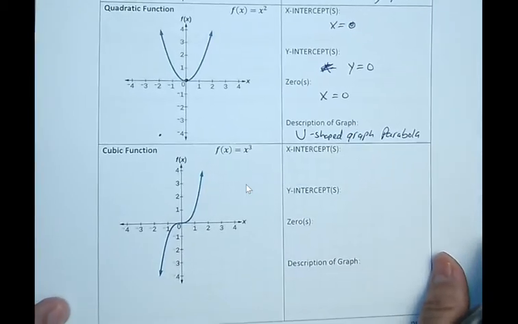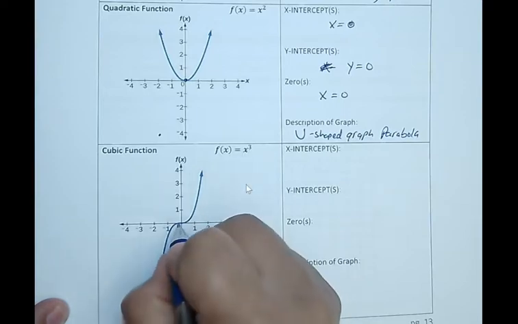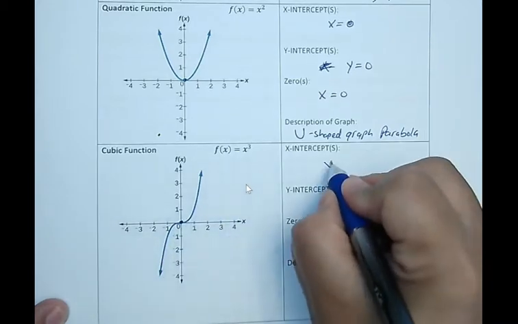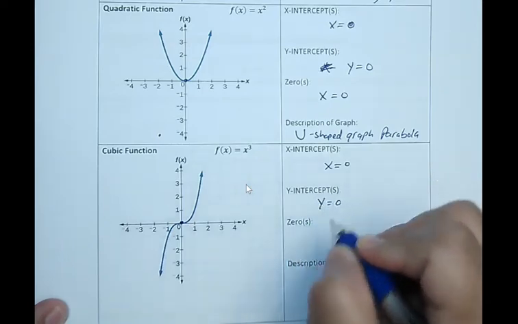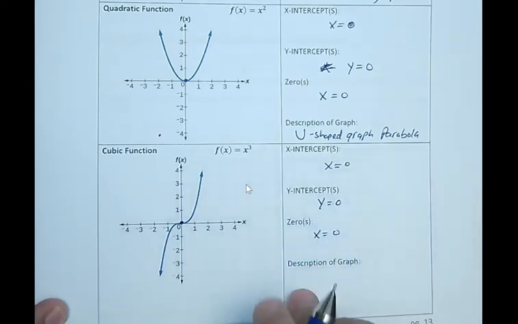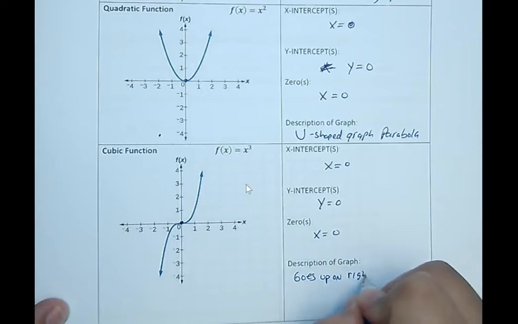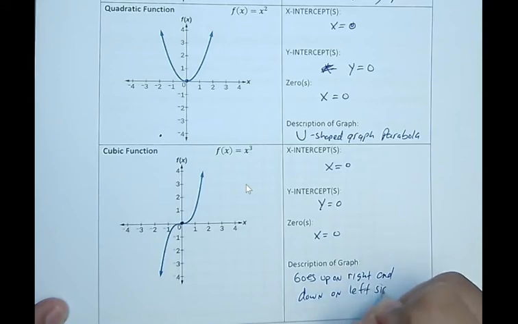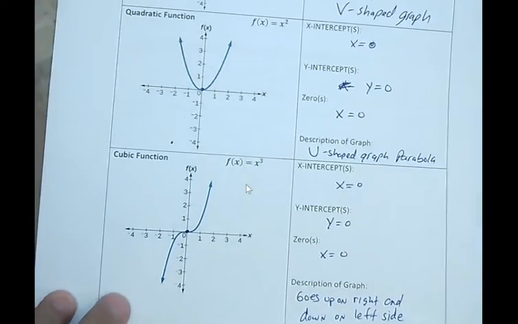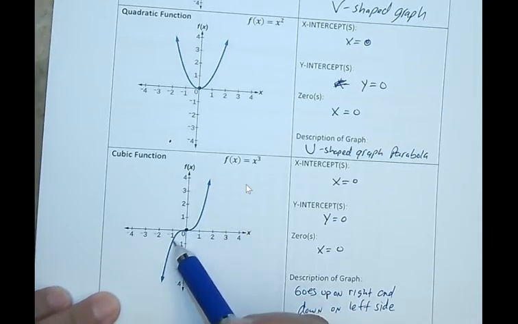The next one is called the cubic function, and these are for functions whose highest degree is going to be a 3. The highest exponent is a 3. The x-intercept is at x equals 0. The y-intercept is still at y equals 0. So my zero is x equals 0. And the description is it goes up on the right side and down on the left side. So it almost looks like half of a parabola, and then if you turn it upside down, it's another half on the left side.